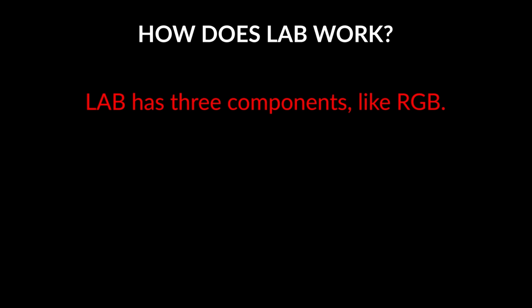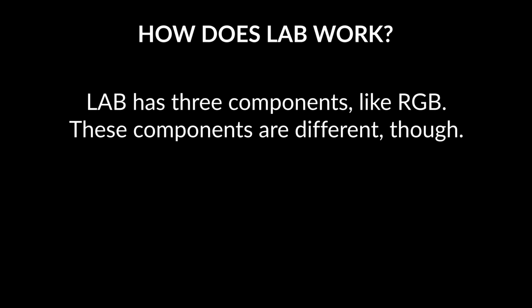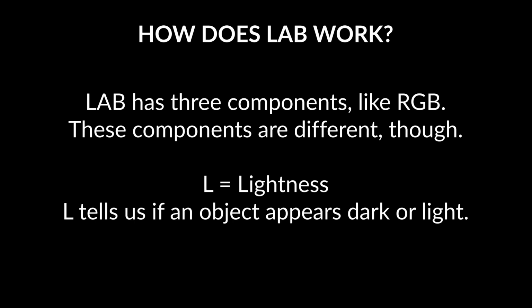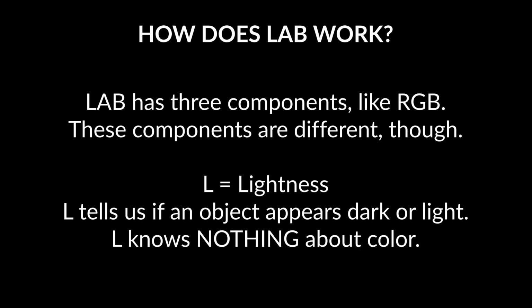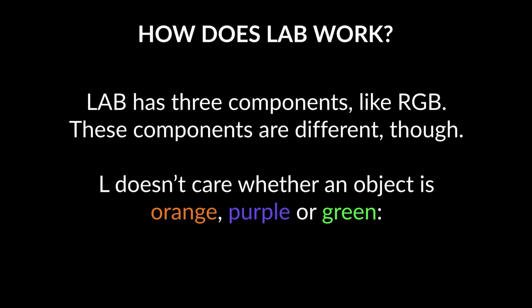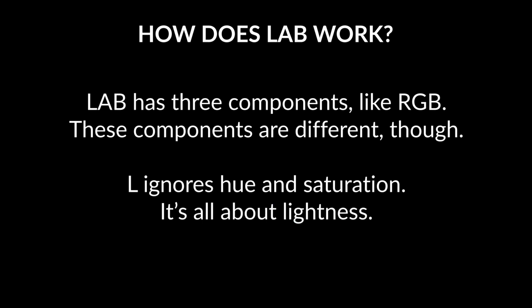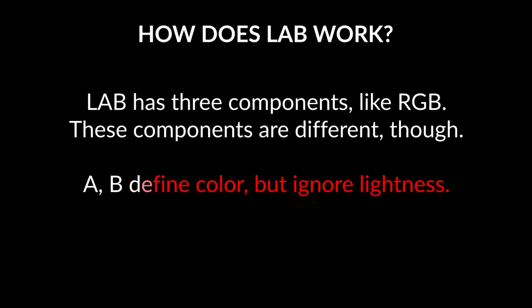In a nutshell, it goes like this. LAB has three components like RGB, but their nature is substantially different. L stands for lightness and tells us if something appears either dark or light, regardless of its color. L doesn't know anything about something being orange, purple or green, because it doesn't carry any information about either hue or saturation. It just tells us how light a color is.